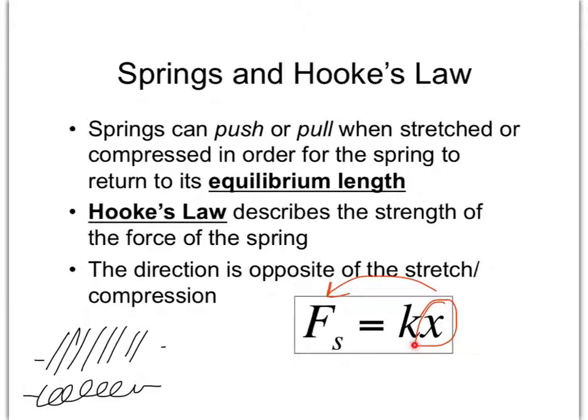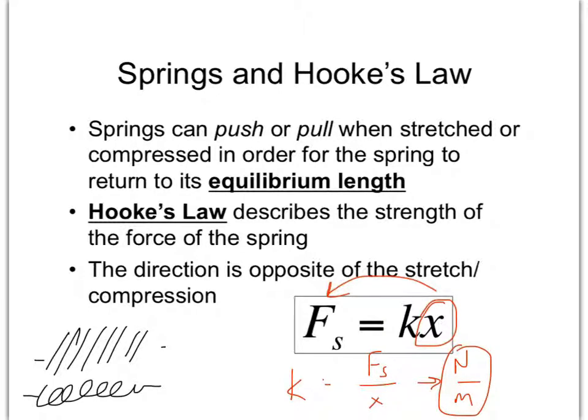If we were to turn this equation around right here and solve for K, it means we have to divide by our X, right? So that would be the force of the spring divided by X right there. So what is force measured in? Well, it's measured in newtons, right? And displacement is measured in meters. And so the units for this K value are newtons per meter.